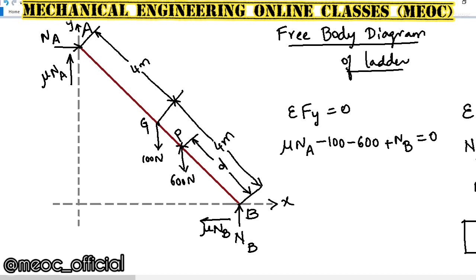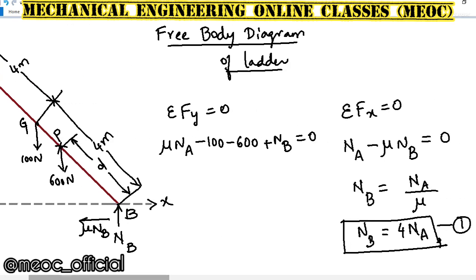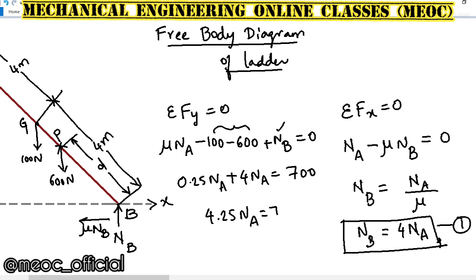Now we know the relation between Na and Nb from equation number 1. So Nb is 4Na, so mu is 0.25. Na plus Nb, which is 4Na, is equal to... I am sending this 100 and 600 onto the right hand side, so that becomes 700. So 4.25 Na is equal to 700, or Na is equal to 700 by 4.25, that will be 164.71 newtons. So we know Na.